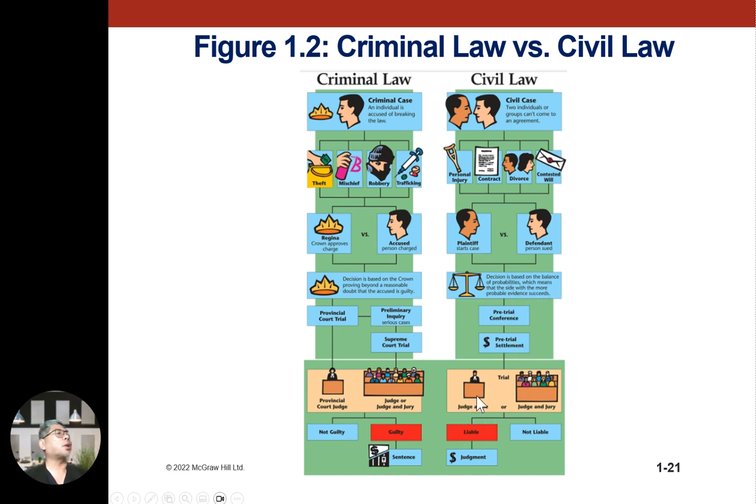A judge will hear it alone, or there's a trial with a judge and jury. There's liability or not liability. If there is liability, it will be only money. Okay, if it is criminal law, it will be both sentence and money. Okay, that's the difference between criminal and civil law.